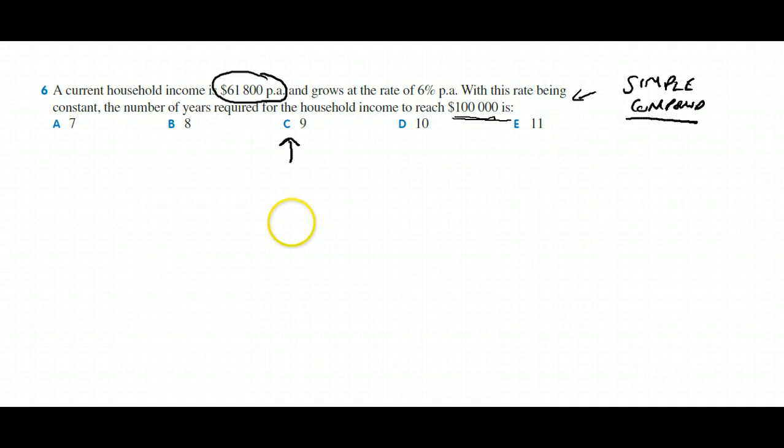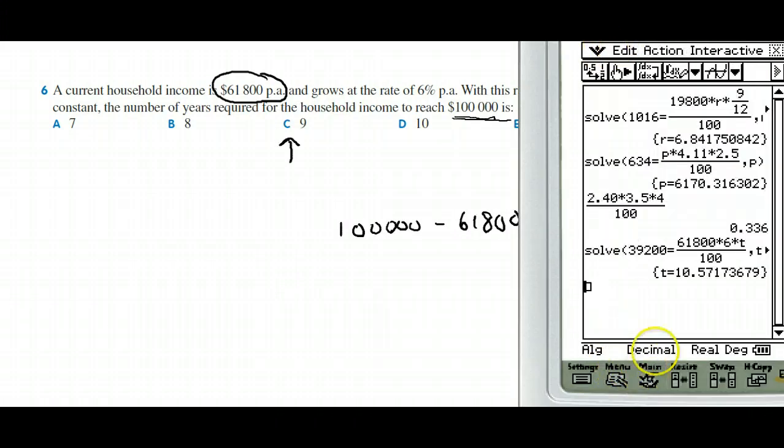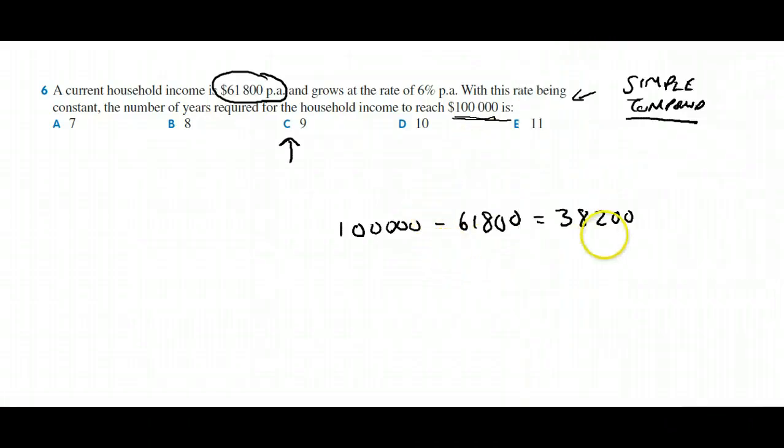The other way to calculate this, the simple interest way, would be to do 100,000 minus 61,800, which gives us the amount of interest, or the amount of increase, is 38,200. And if we put that into the calculator, and then calculate for simple interest, then we get 10.3 years, which if you round it up would give us 11.